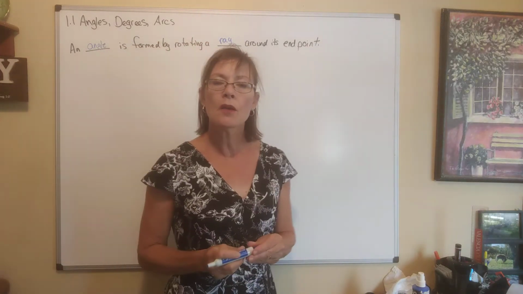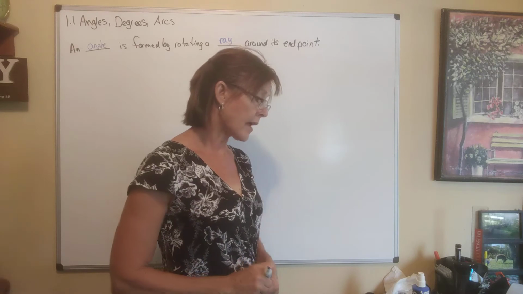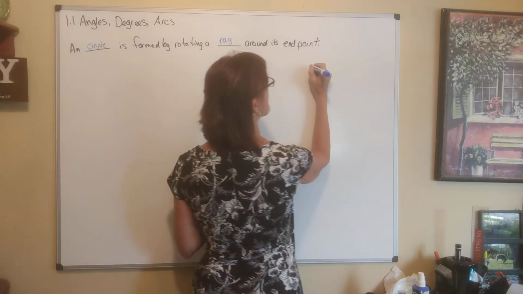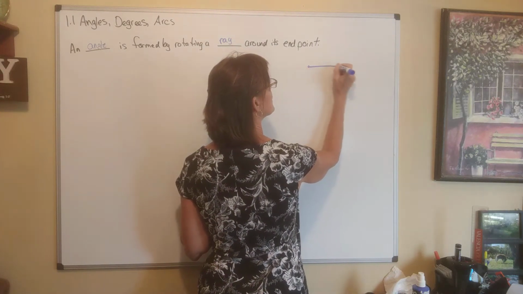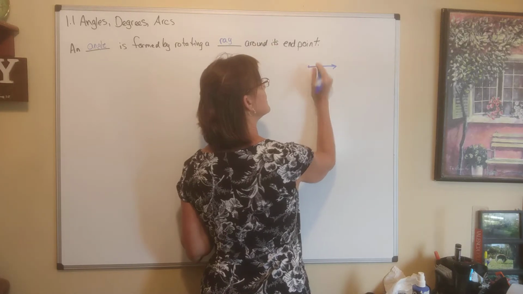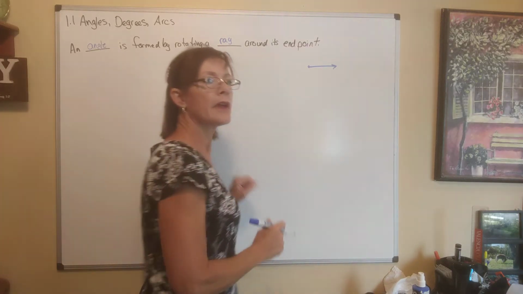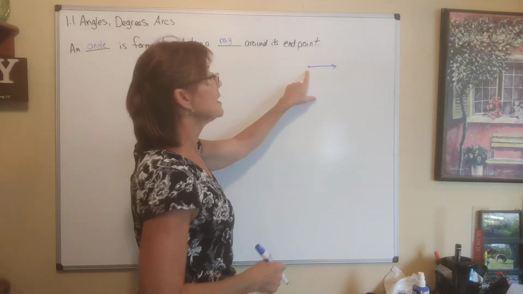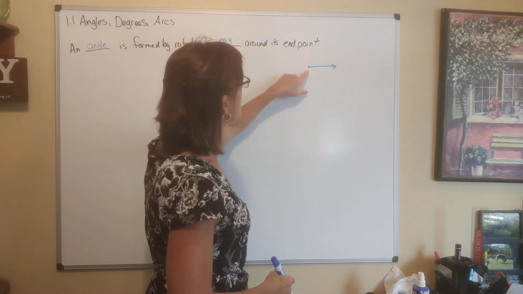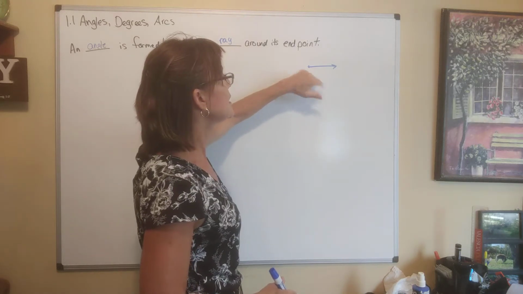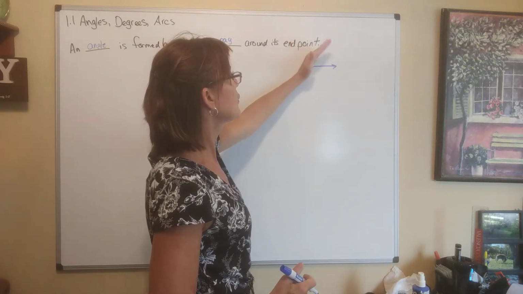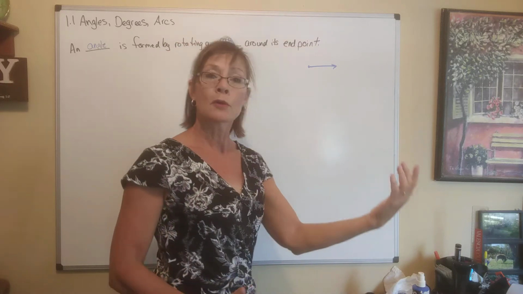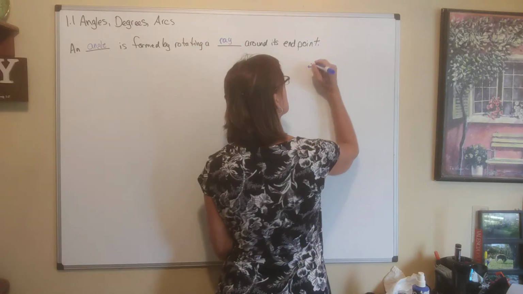So it may be a while since you've heard the word ray, but a ray is kind of like half of a line. This, for instance, is a ray. There's an endpoint and it goes off forever in one direction. And so if you rotate a ray about its endpoint, if we rotate this up or we rotate it down, we form an angle. This is what this sentence means.